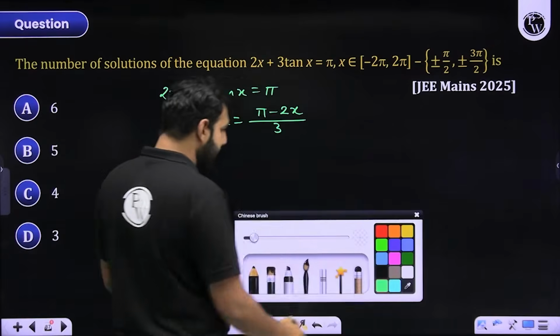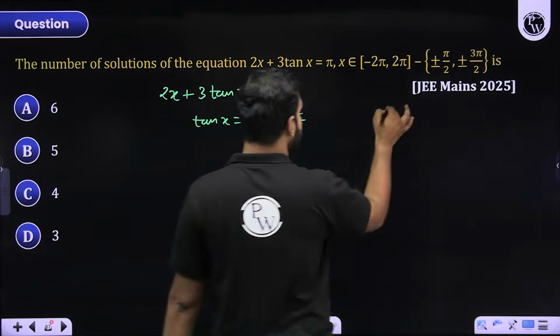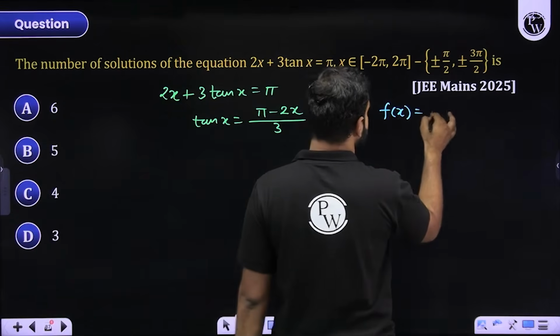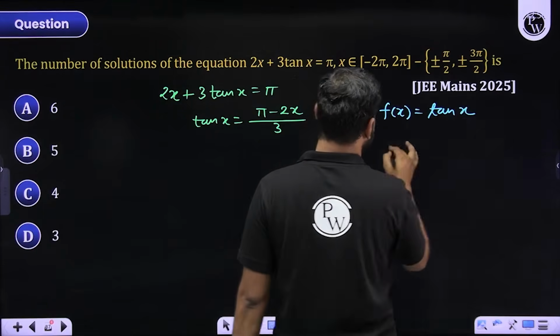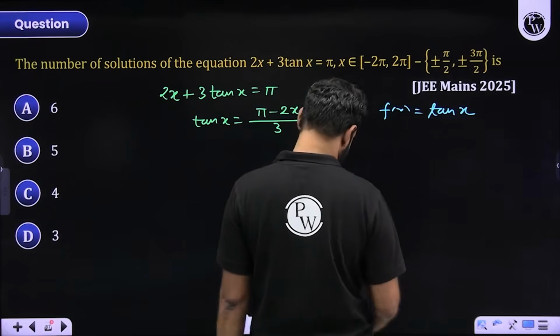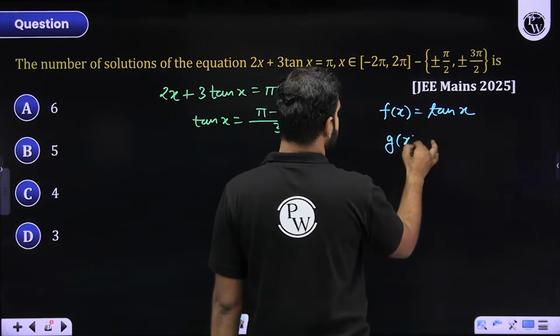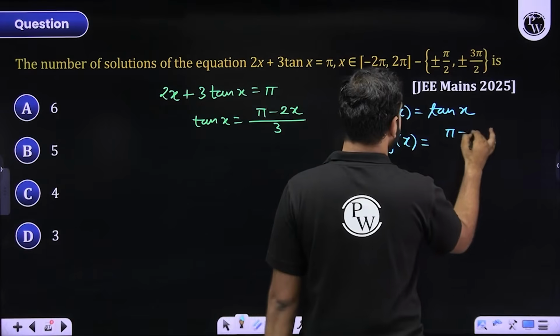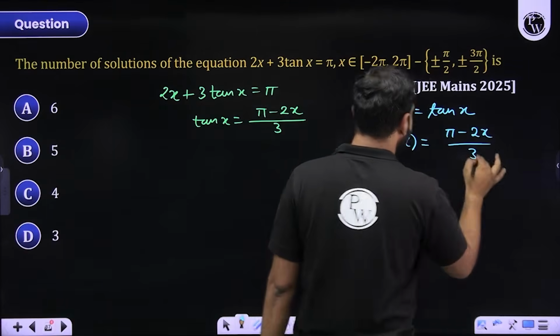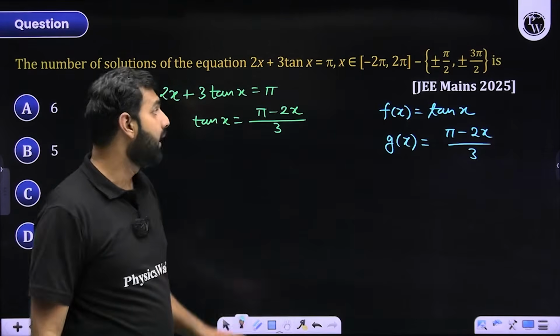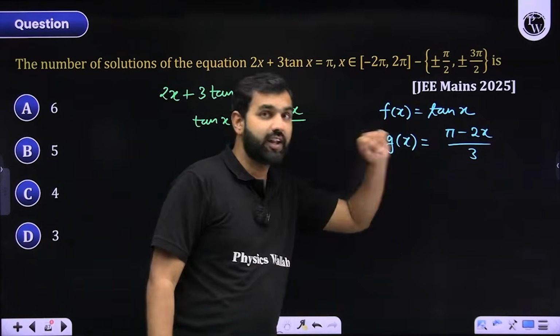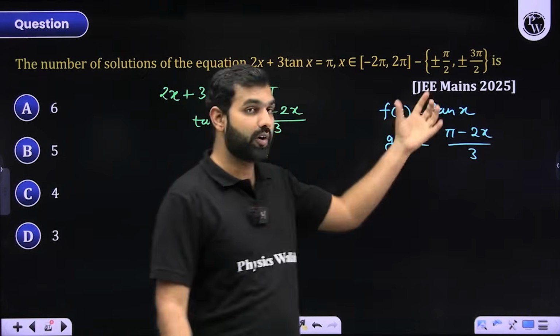So let me treat it as two functions. Let's say the first function is tan x, and the second function is pi minus 2x by 3. These are the two functions, right? Now, can I draw the graphs of the two functions? Because tan x is what we have already learned.